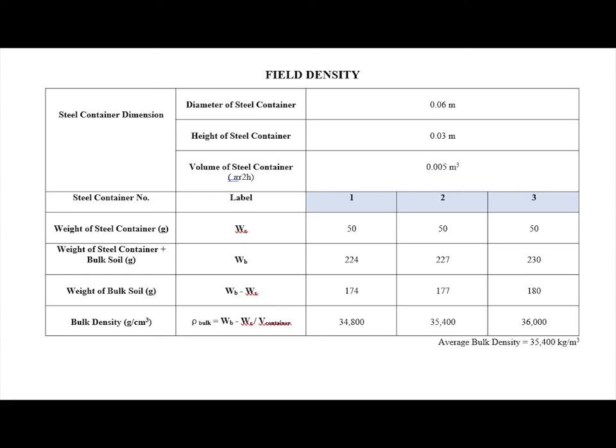So for the data of field density, we have steel container dimensions: the diameter, the height and the volume. Then we have WS, the weight of the steel container, and WB, the weight of the steel container with bulk soil. After some calculation, we have the weight of bulk soil and then the bulk density.